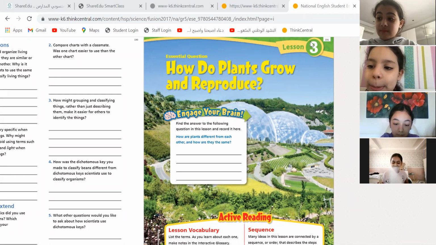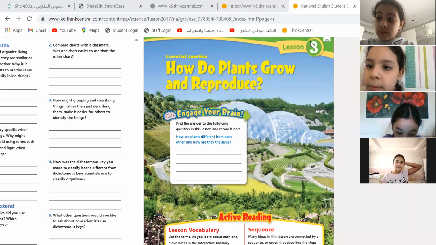Okay, so today we have a new topic. We are going to talk about how plants grow and reproduce. Before we start, guys, we learned a lot about plants and how they grow and how they reproduce.